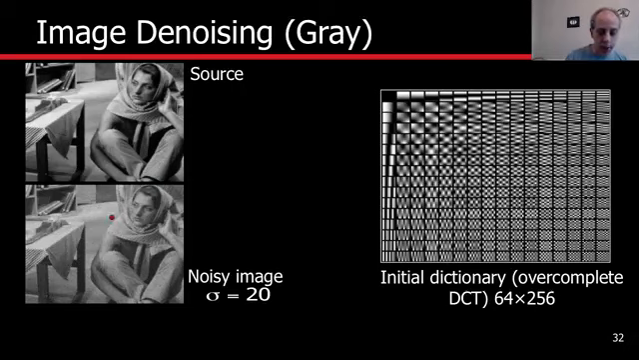We can initialize with patches from here. We can initialize with a dictionary that we have learned offline, or we can initialize with something that we know is good: the discrete cosine transform dictionary. That's the one used in JPEG. So we know it's a reasonable, good dictionary. In this case, we have initialized with that.